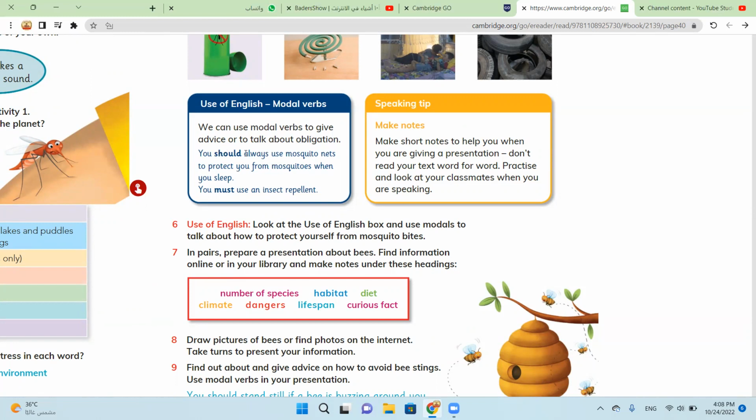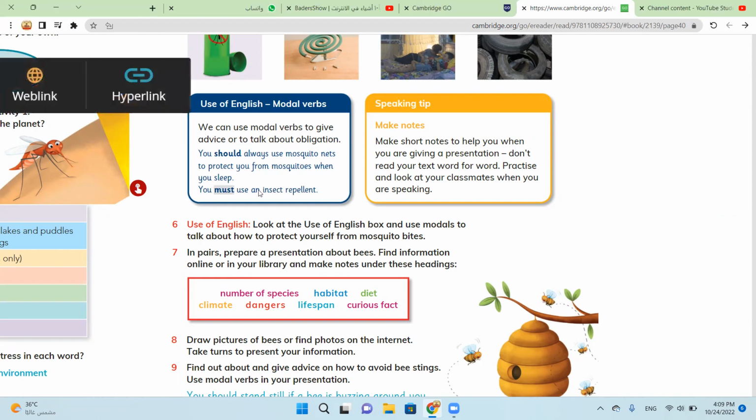You should always use mosquito nets. It's an advice to protect yourself from mosquitoes when you sleep. You must use an insect repellent. So this is an obligation.